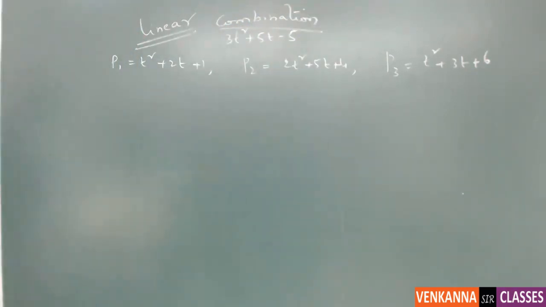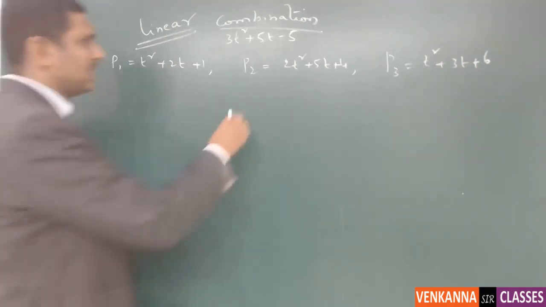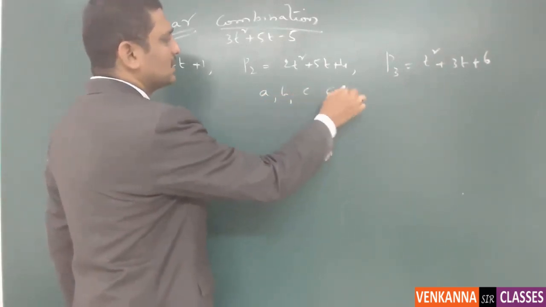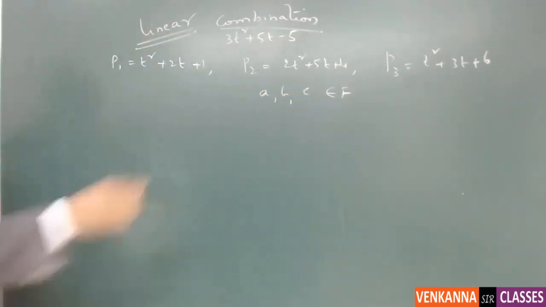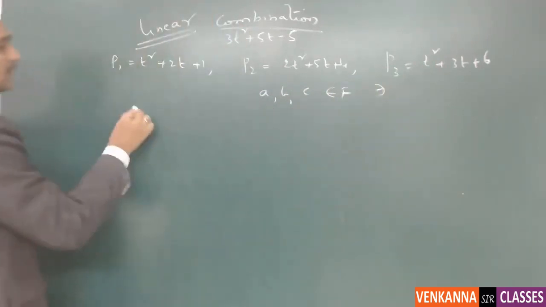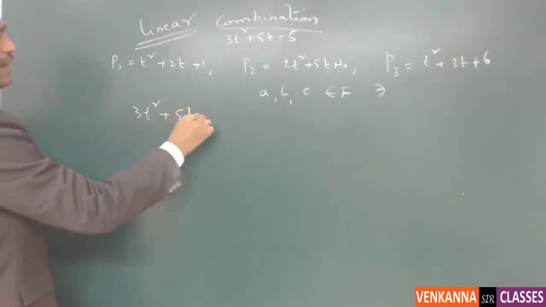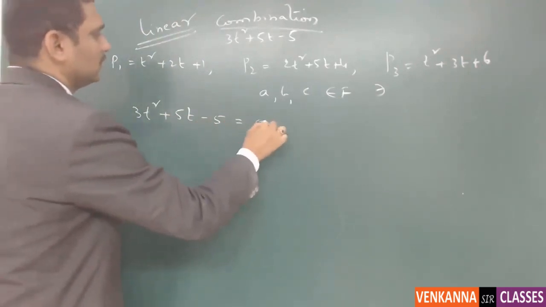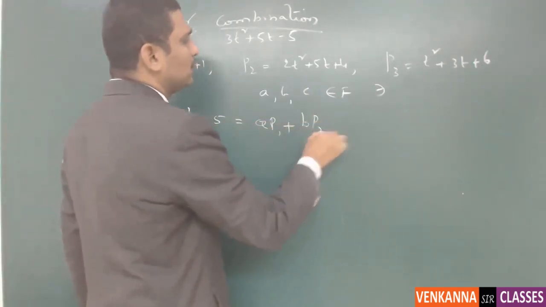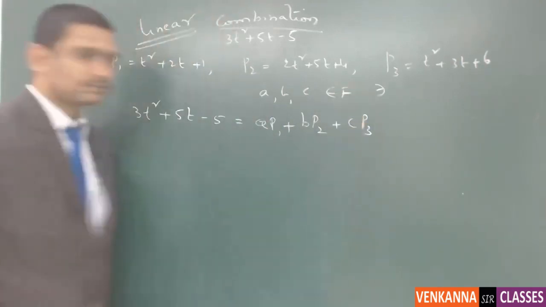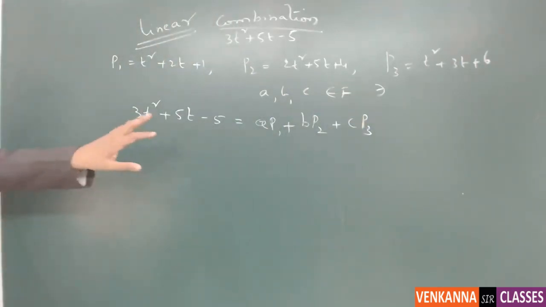Since you know what is meant by linear combination, you just need to obtain the scalars by doing the simplification. Since the field is not mentioned here, by default let us take that A, B, C are scalars taken in the field such that 3t square plus 5t minus 5 is equal to A into P1 plus B into P2 plus C into P3. You need to find the values of the scalars A, B, C, and you are done.